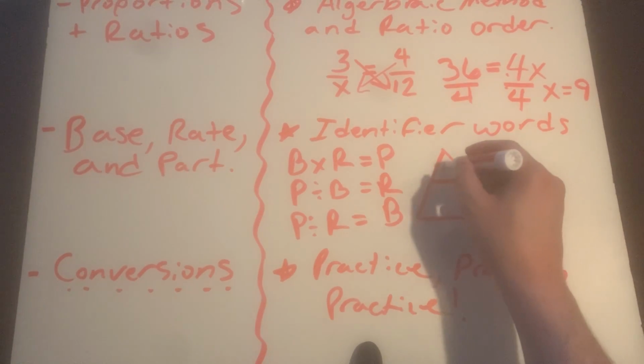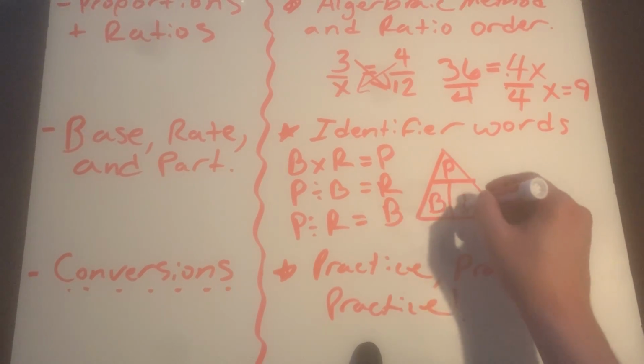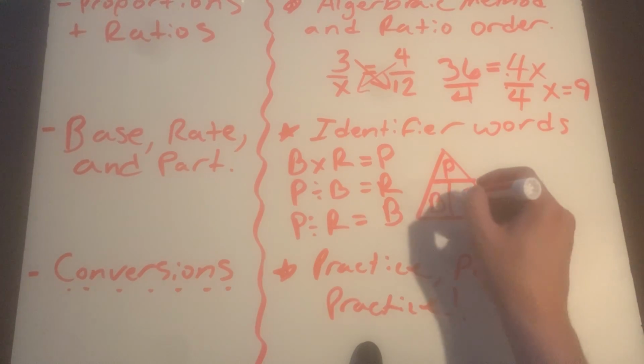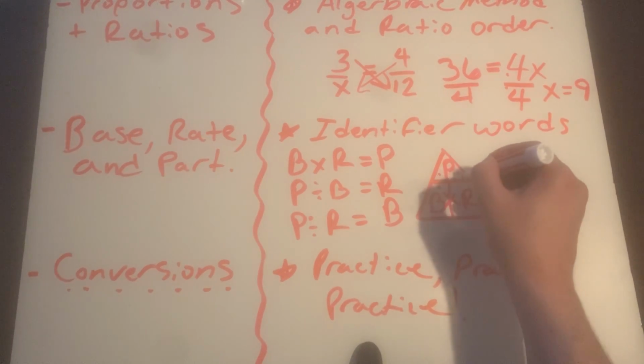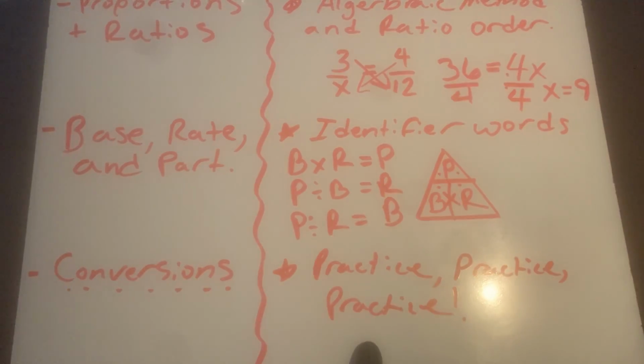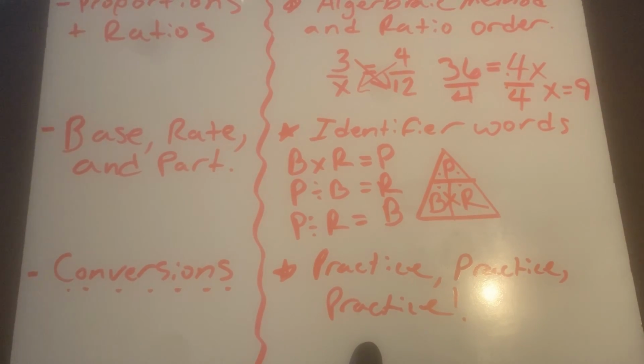Okay? In this triangle, part goes on top, base goes on the left, and rate goes on the right. You put a multiplication sign in between base and rate, and you put two division signs between part and base and part and rate. Okay? And basically what you're gonna do is once you identify the part, the base, and the rate in the problem, you're gonna plug them into this triangle and just use whatever equation it tells you.